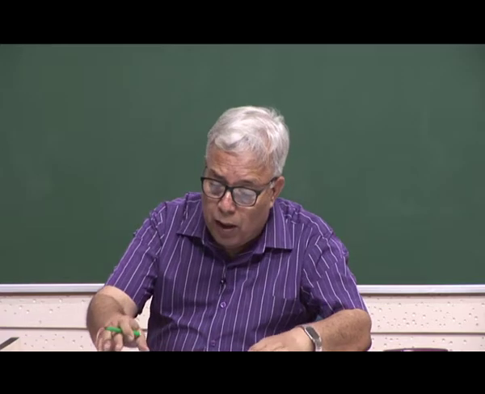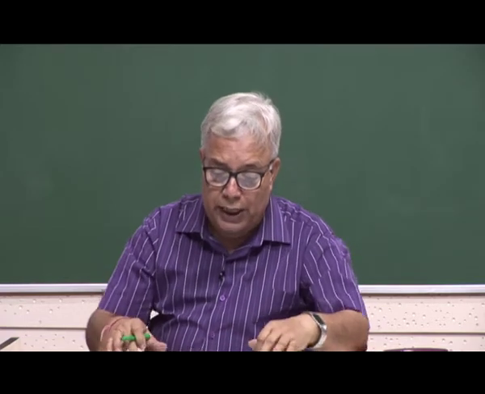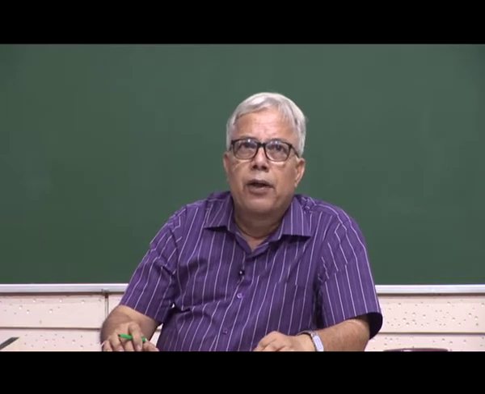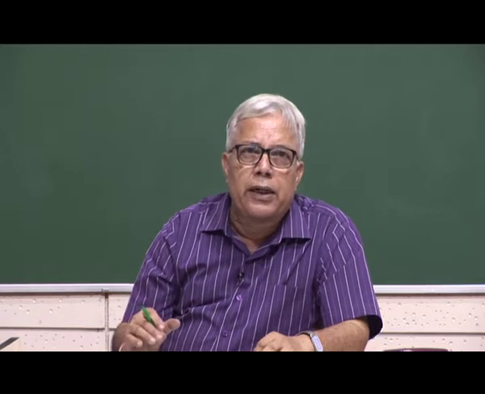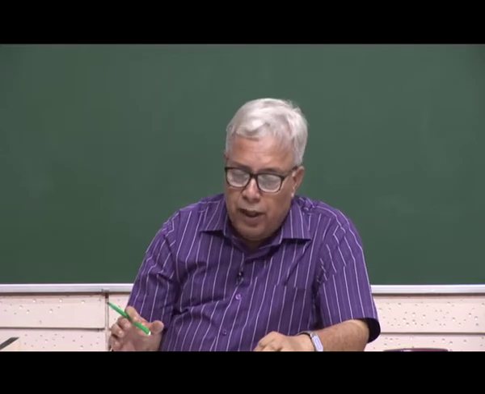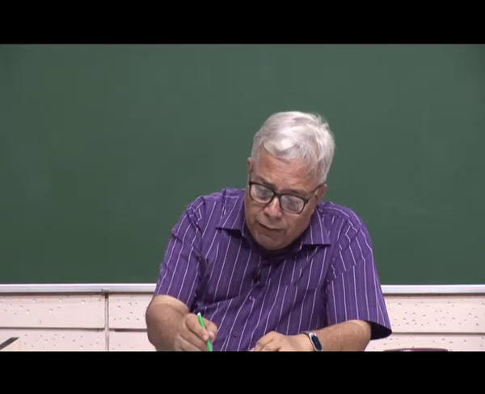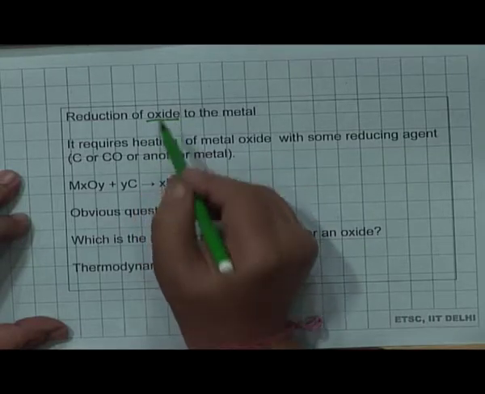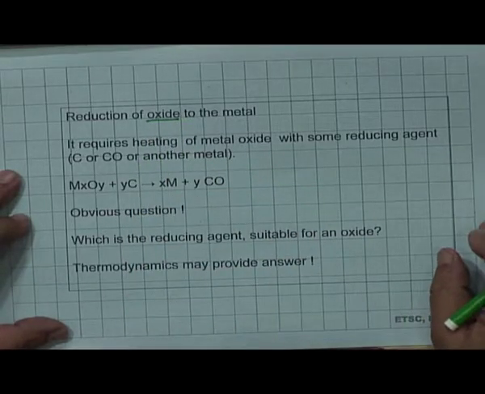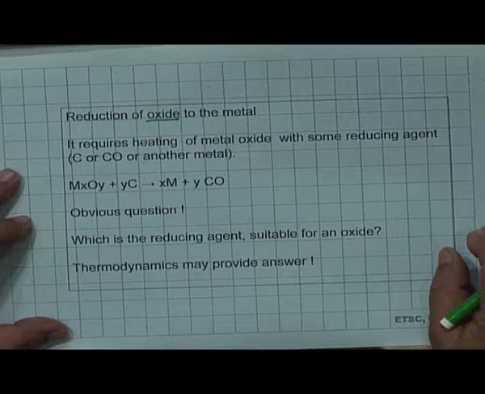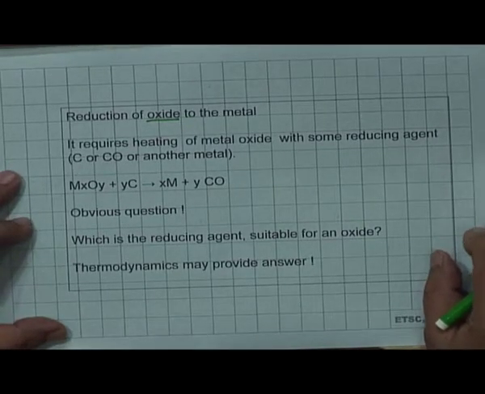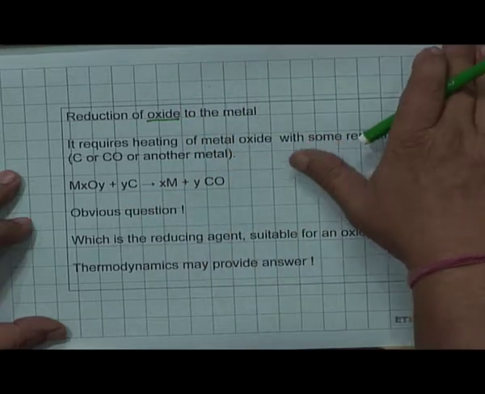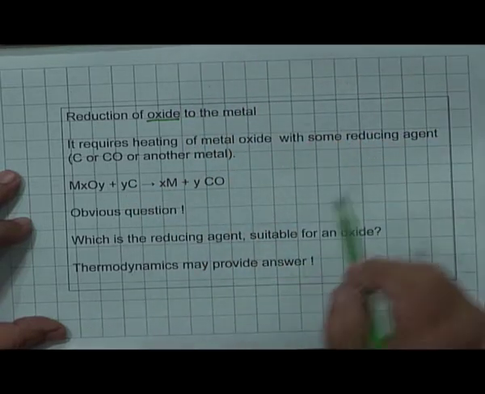So, now you have formed oxide: oxide from the sulphide, oxide from the carbonate, oxide from the nitrate, oxide from the sulphate, from everything you have got oxide. So, the next problem is how to convert this oxide into metal. It requires heating of this oxide with some reducing agent.